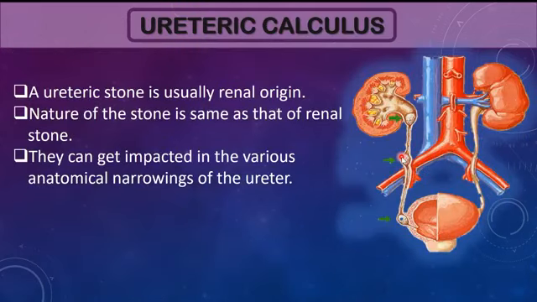Ureteric calculus. A ureteric stone is usually of renal origin. The nature of the stone is the same as that of a renal stone. They can get impacted in the various anatomical narrowings of the ureter. These pictures show the stones impacted at the site of constriction.